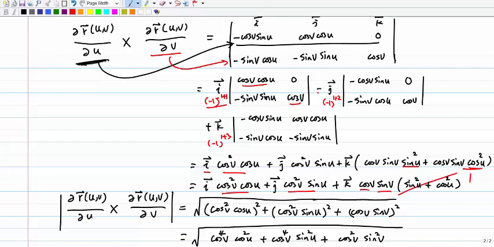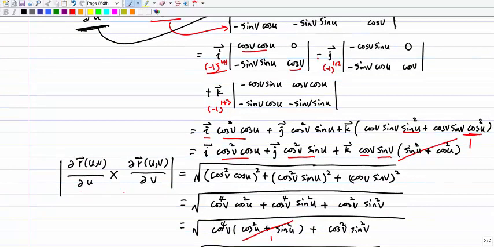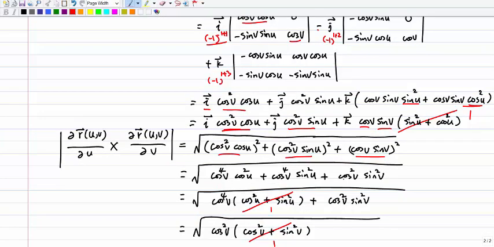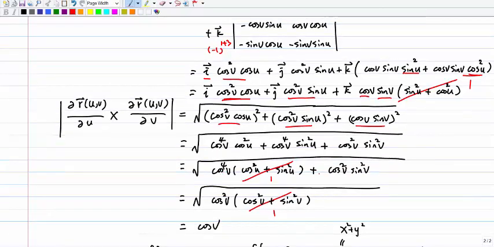Then we have this guy times i, this times j, this times k, so we get a vector. The next step is to compute the norm of this newly obtained cross product. As I mentioned before, it's just the square root of the sum of the squares of the 3 entries: the first squared, the second squared, and the last squared. If you do all the computation, you can simplify the whole thing, and you find this is just cosine v. I won't show how I compute each value, but eventually we get cosine v.